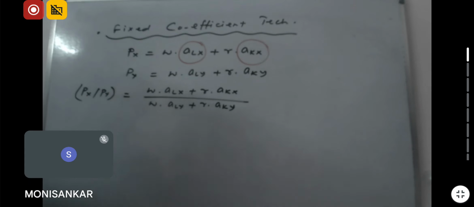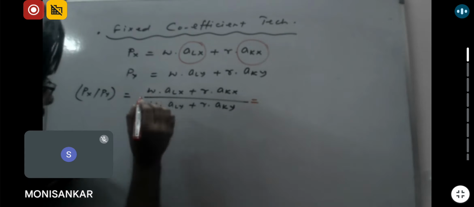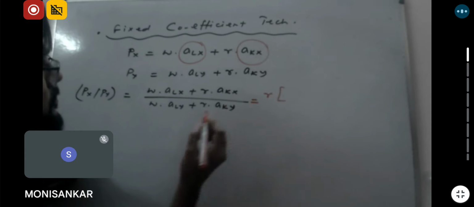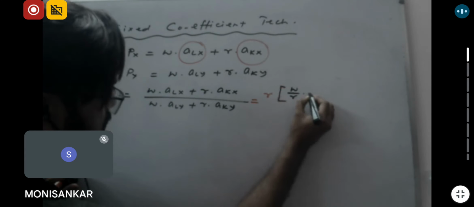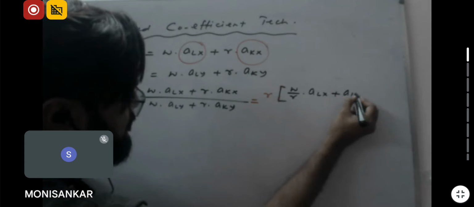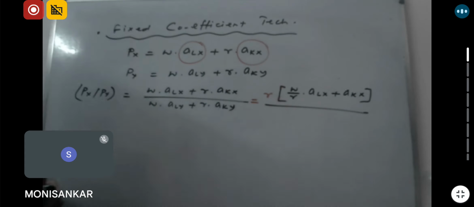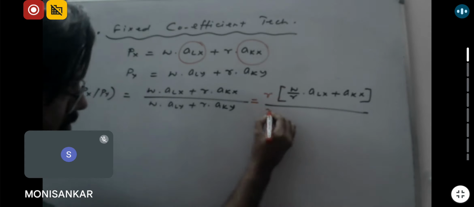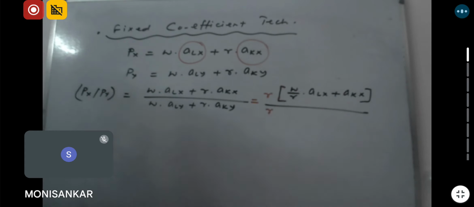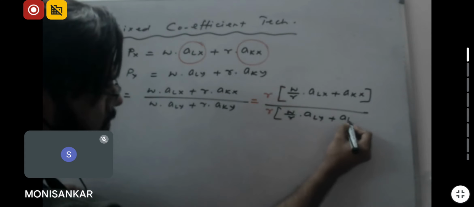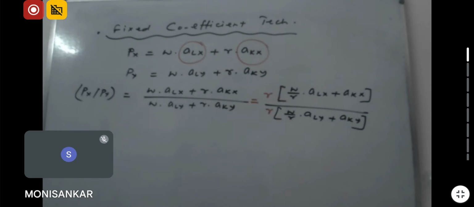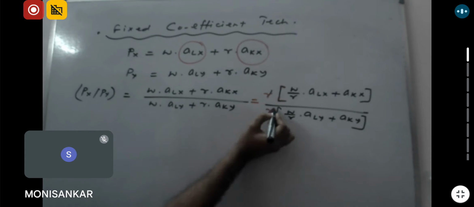Next line, suppose we take r common. So this one we may write as w by r alx plus akx. Further, from this line r common, w by r aly plus aky. Simple, r common, r common. Okay, so your r cancels out.